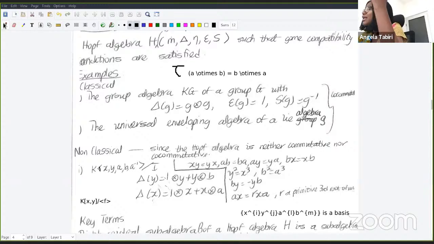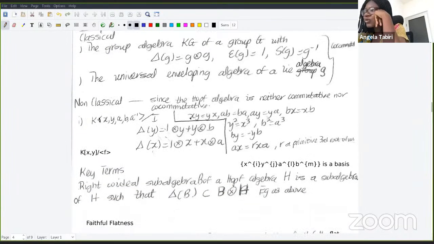So when we say classical Hopf algebras, we mean Hopf algebras which are either commutative or co-commutative. But we are interested in non-classical Hopf algebras, so that means they are neither commutative nor co-commutative. An example of a Hopf algebra which is neither commutative nor co-commutative is when you take a free algebra on the generators x, y, a, b, and you mod that by the ideal of relations.